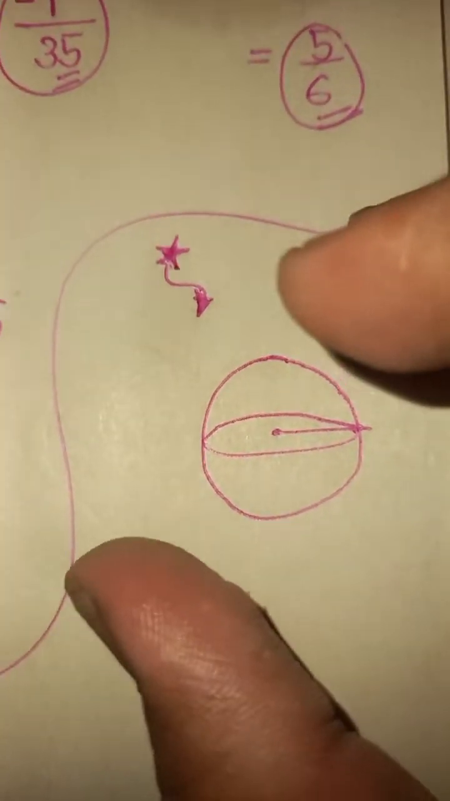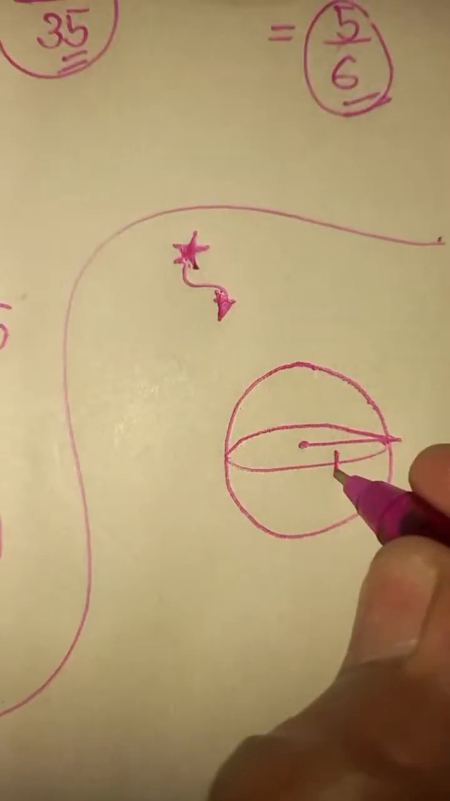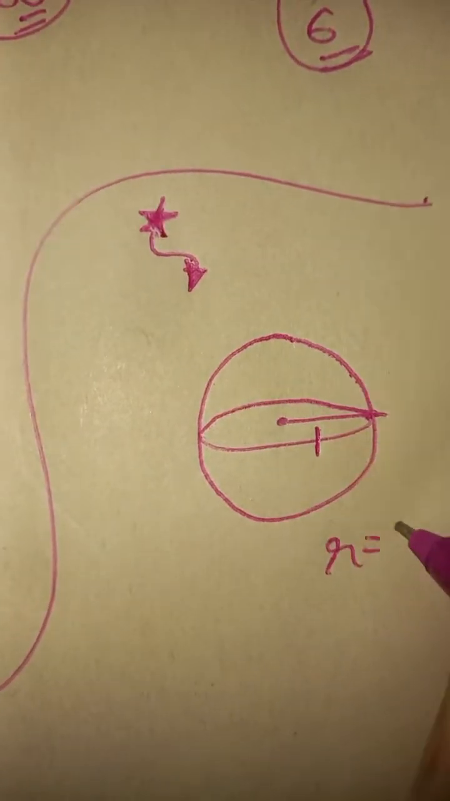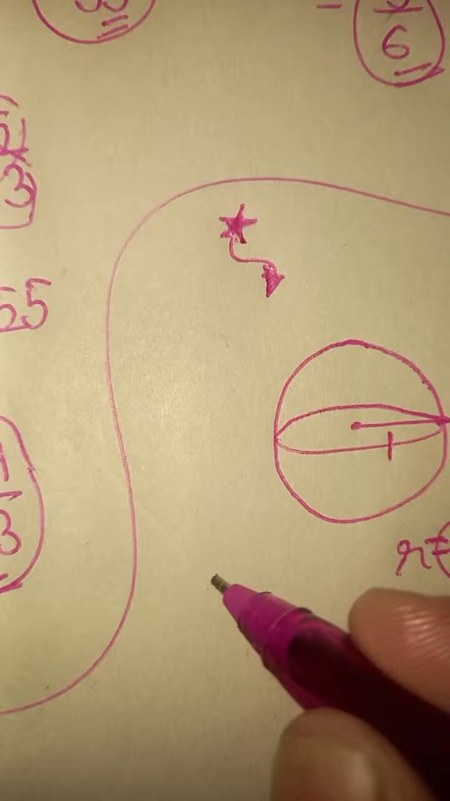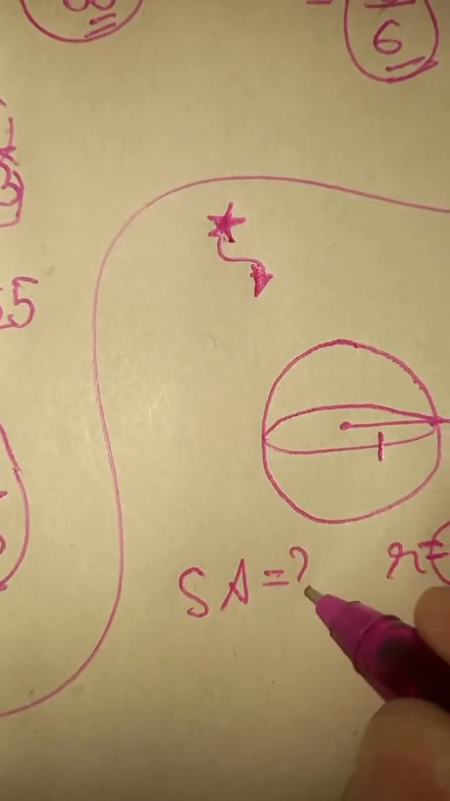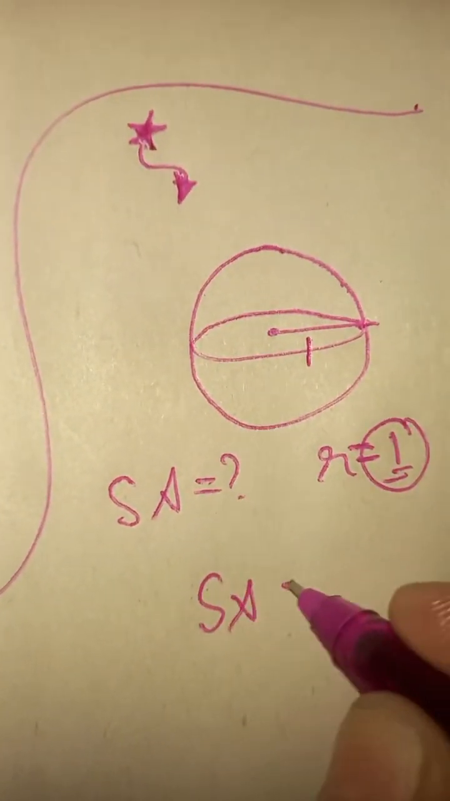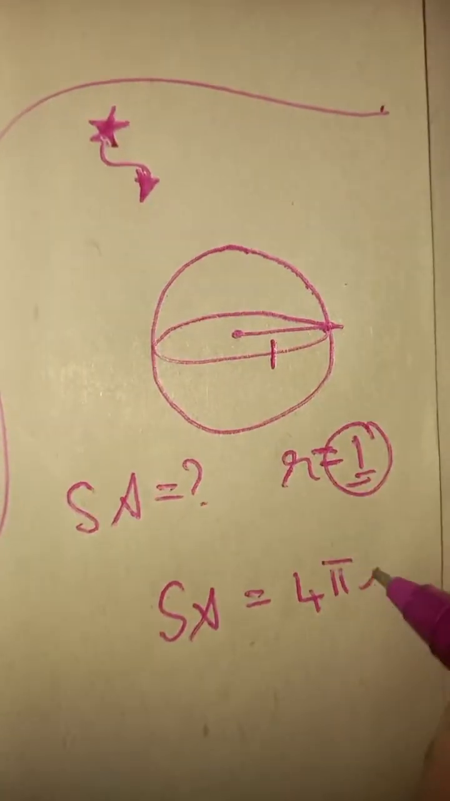Sphere means it's just a ball. They give us the radius. Here they have given the radius as 1 unit. You need to find out what the surface area of this sphere is. Surface area of the sphere can be written as 4 pi r square.